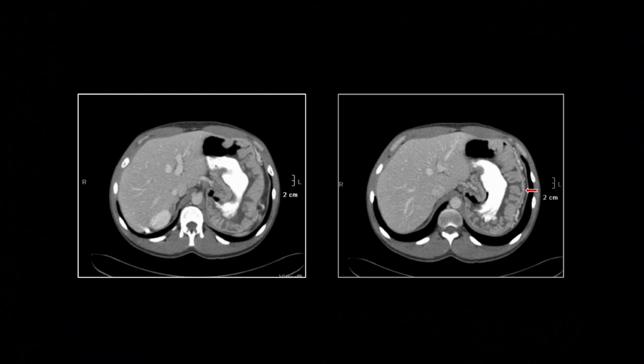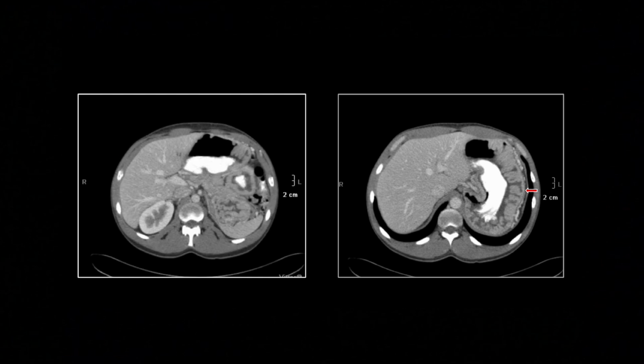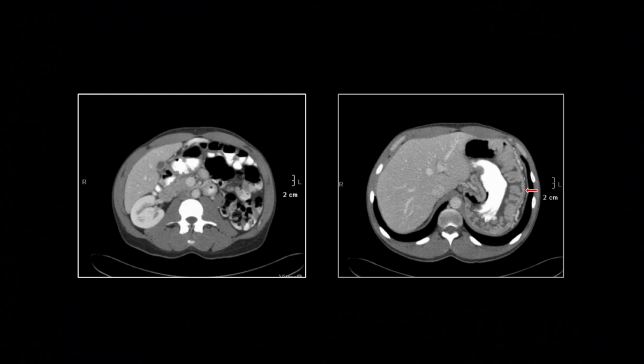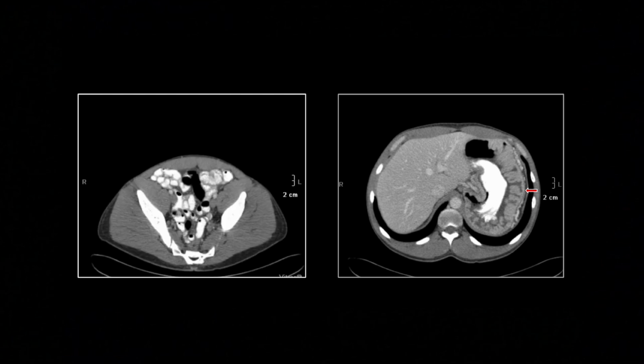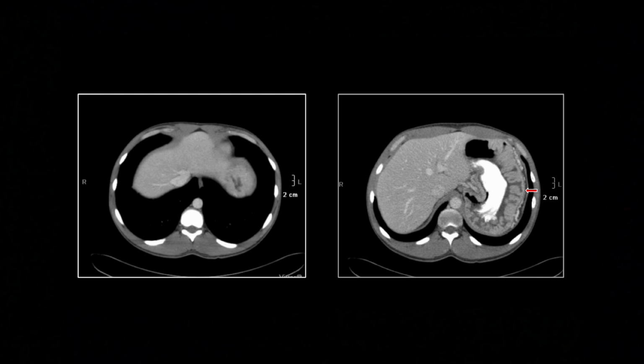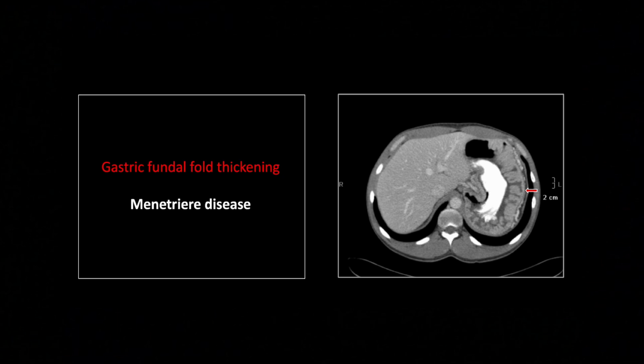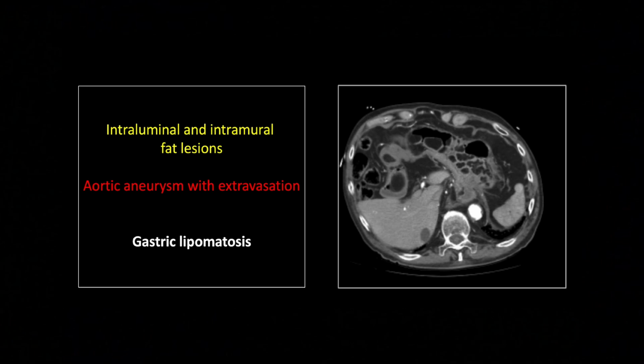There are those that believe this is a pre-malignant condition, so it's not entirely benign, but it usually is going to be an incidental finding. It's typically not something that people are going to present to an ER with. And don't confuse it with Meniere's disease. I called this particular case and I said, I think this is Menetrier disease. And the ER doctor said, well, he can hear fine. So Meniere's disease is of the ear, but Menetrier is of the stomach.